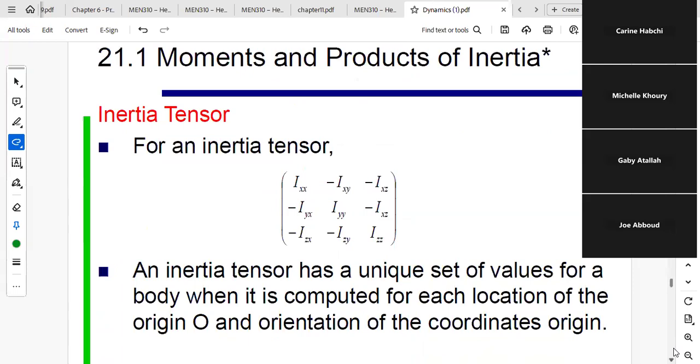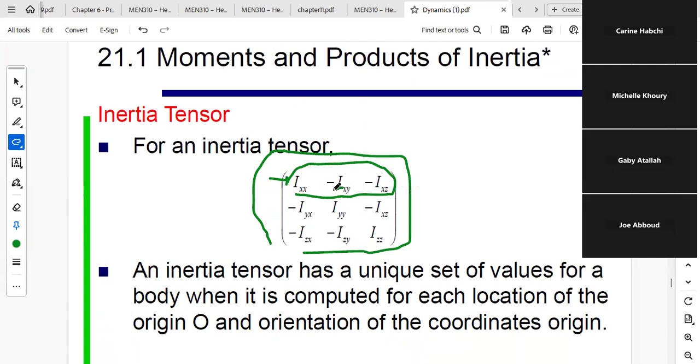So from here we can define the inertia tensor. The inertia tensor is in the following form. The first row is Ixx, minus Ixy, minus Ixz. Once you have the first row, you can deduce the first column because, as we said, by symmetry Ixy is equal to Iyx and Ixz is equal to Izx. So you just have to evaluate the three products of inertia and Ixx, Iyy, Izz to be able to complete your inertia tensor. Now, how to use this tensor of inertia, we'll see in the coming slides.